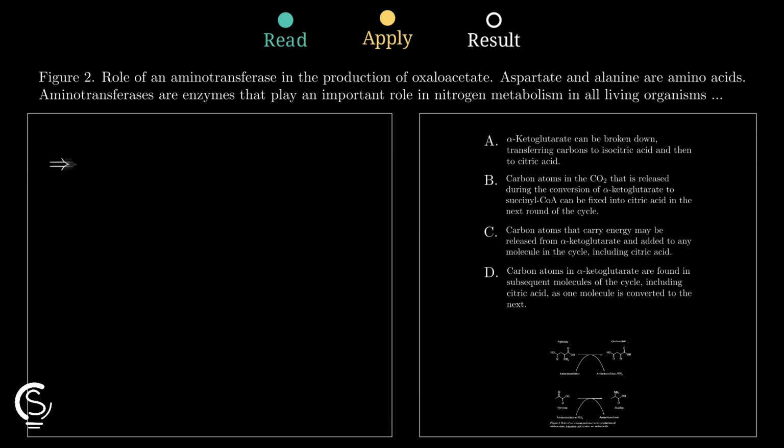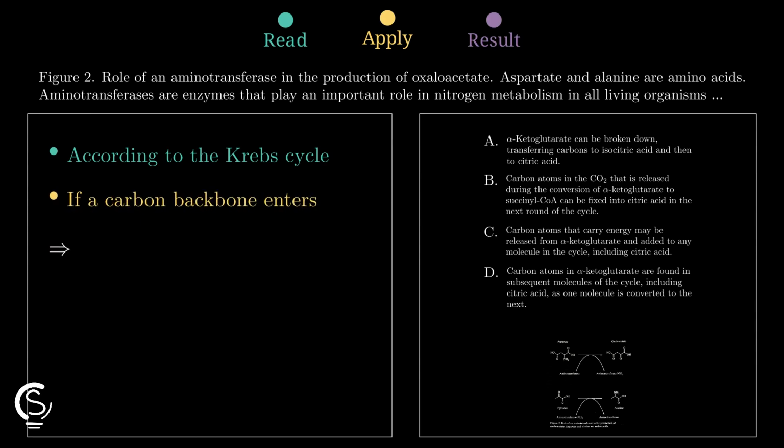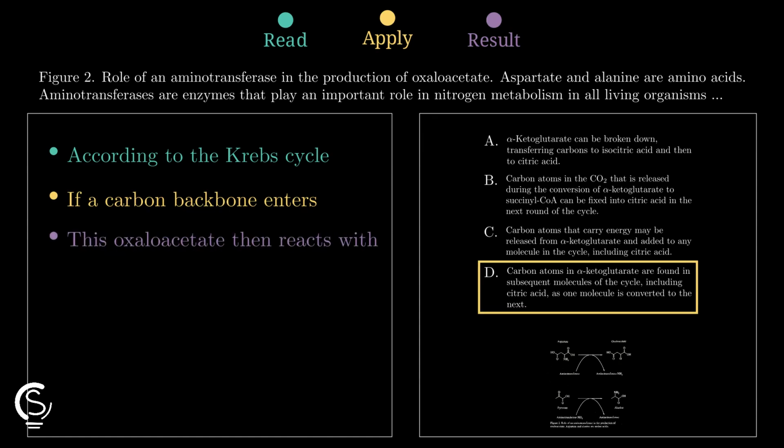If a carbon backbone enters the cycle at the alpha-ketoglutarate stage, it will eventually be converted into succinyl-CoA, then succinate, and finally into oxaloacetate as the cycle continues its path. This oxaloacetate then reacts with acetyl-CoA to form citric acid. This continuous flow makes option D the only logical choice for our final answer.